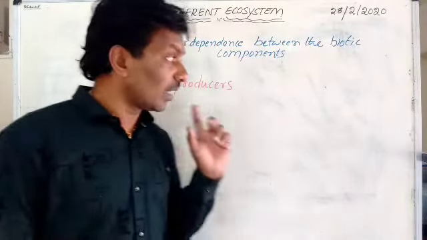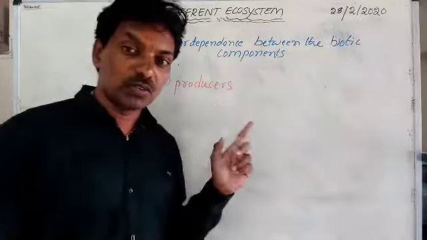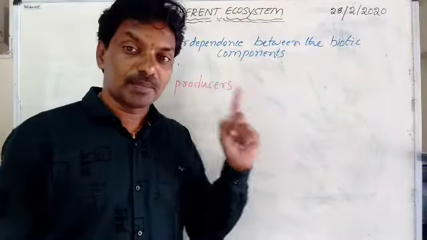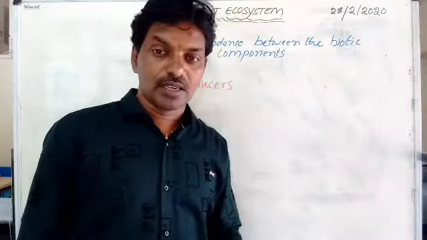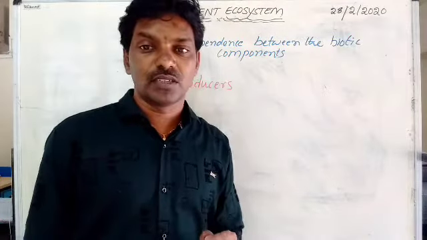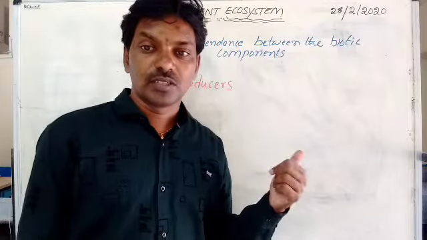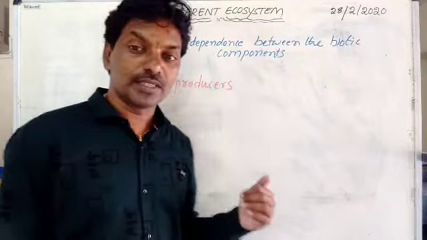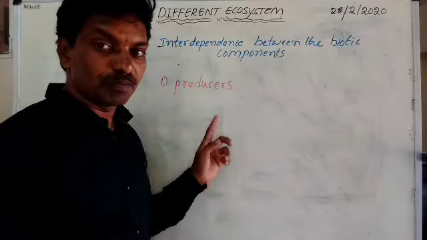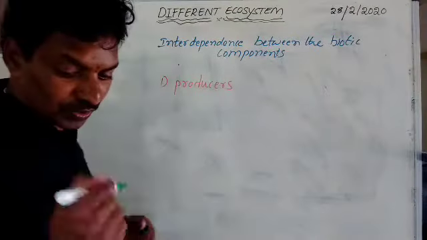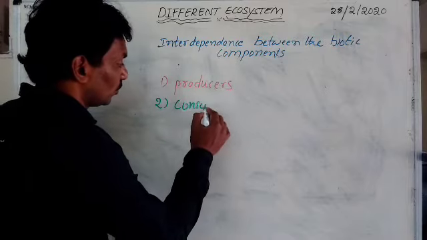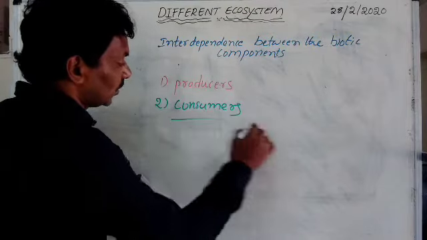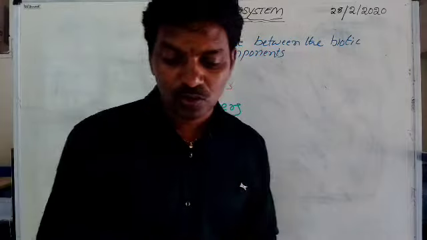Whatever picture we looked at here, there is interdependence in it. One level, one line, one path, we call a food chain. All together, that is called a food web. Here in the food chain, producers come first and the second one is consumers. What is the meaning of consumers?